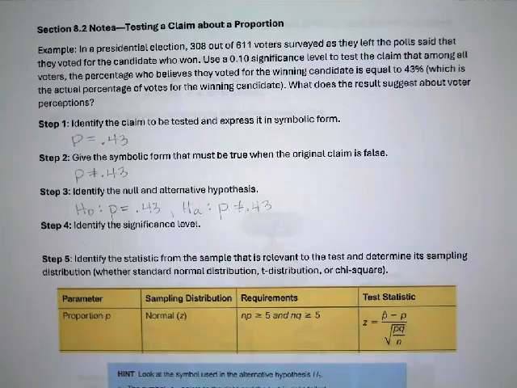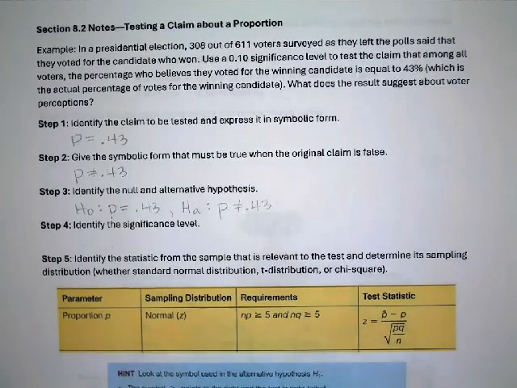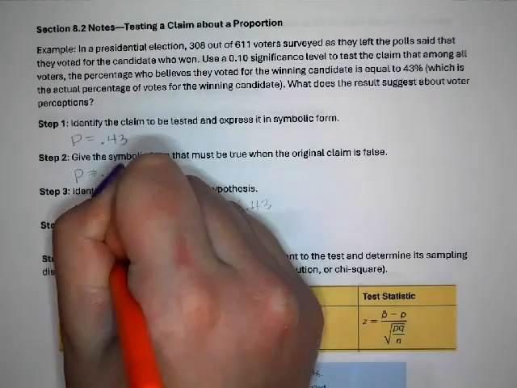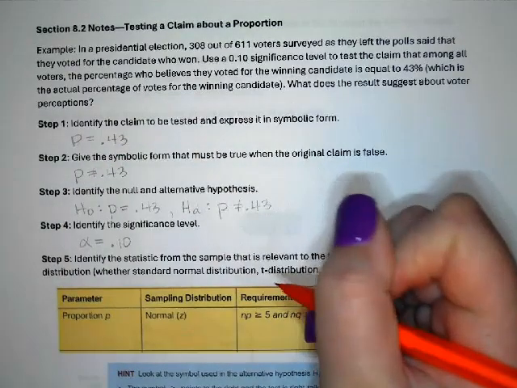Okay. Next, we're going to identify the significance level, and this was written in the problem. So they said in the problem to use a 0.10 significance level. So alpha is 0.10.